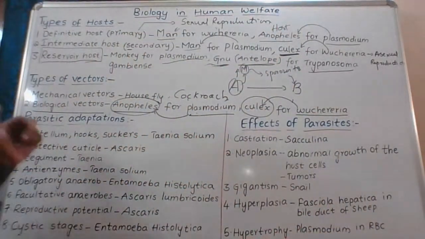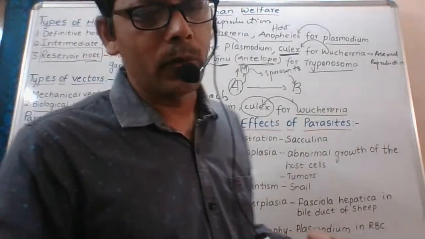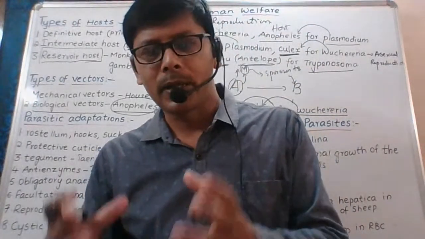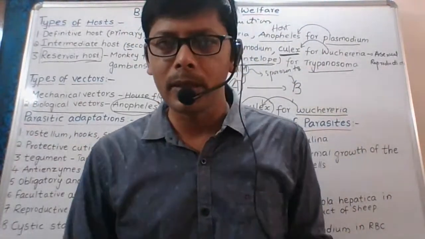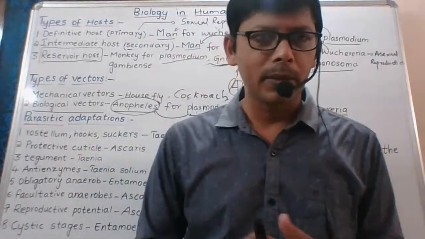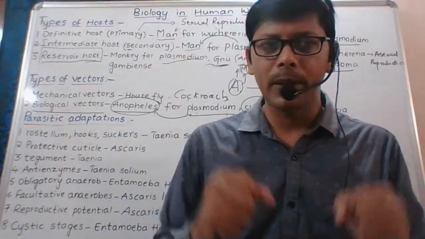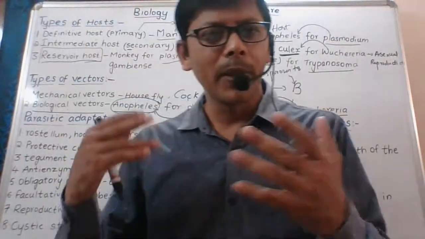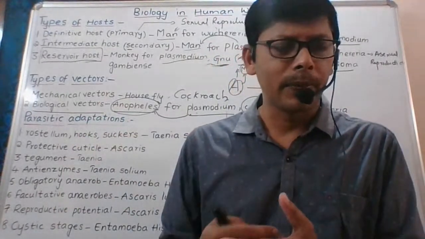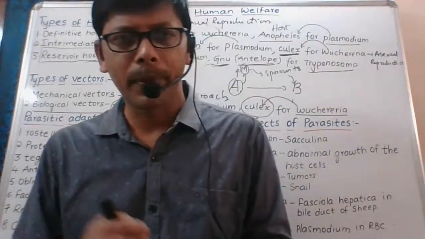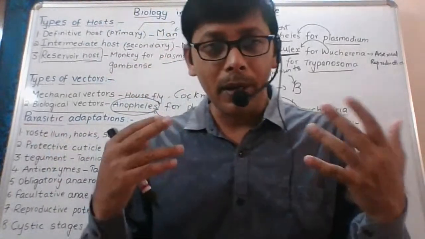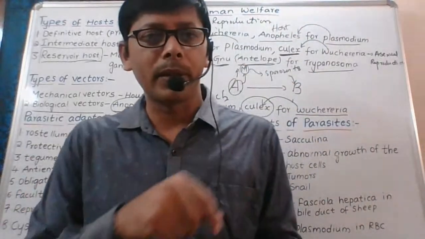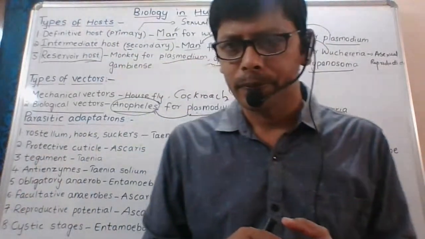Okay, now come to the parasitic adaptations. What are the parasitic adaptations? You learned earlier, xerophytes, the plants which live in deserts, show some adaptations. The plants which live in water, hydrophytes, show some adaptation. The plants which live in different types of forest show adaptation. The plants which live in polar regions show some adaptation. The plants which live in salt water show some adaptations.